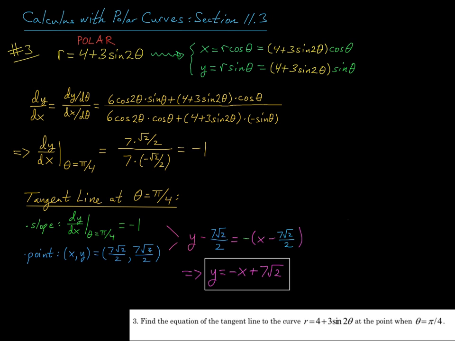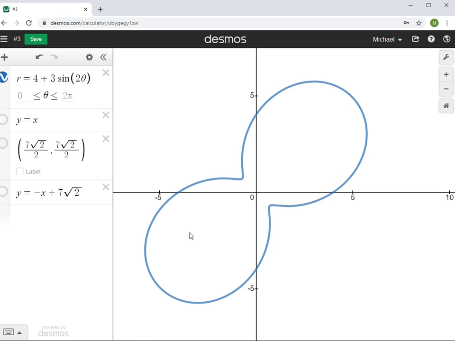And so now to write down the tangent line equation, just use point slope form. So y minus the y coordinate here, equals m, the slope, negative 1, times x minus the x coordinate here, and then simplify. y equals negative x plus 7 root 2. Cool. All right, so then check that out on Desmos.